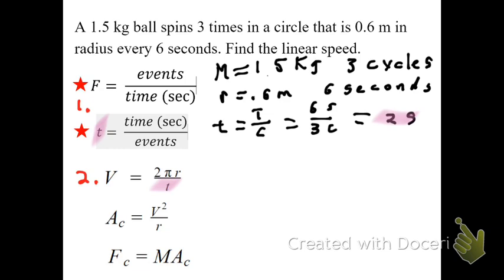So now we're going to take V and set that equal to 2 pi r over T. So 2 times pi times our radius, which gave us 0.6 meters. And then we're going to divide that by our period that we just figured was 2 seconds.